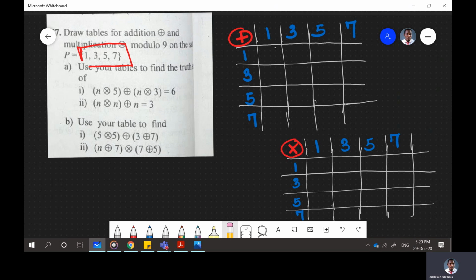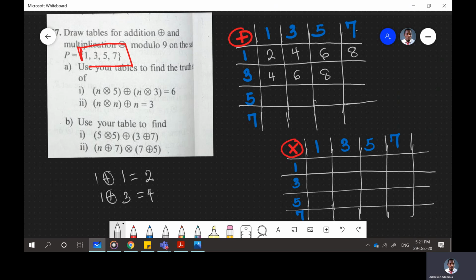Okay, let's start with the first one. We want to fill the first one, 1 plus 1. What is 1 plus 1 in modulo 9? 1 plus 1 is 2. Remember that the digit 2 exists in modulo 9. It's only digits that are 9, 10, and above that don't exist. I'm going to put 2 here. The next one is 1 plus 3, which is 4, which of course exists. So the next one is 1 plus 5, that's 6. 1 plus 7, that's 8. 8 exists. So the next one will be 3 plus 1, which is 4. 3 plus 3, which is 6. 3 plus 5, which is 8.